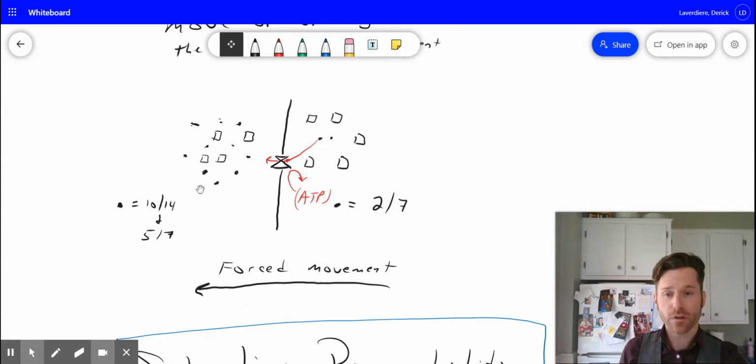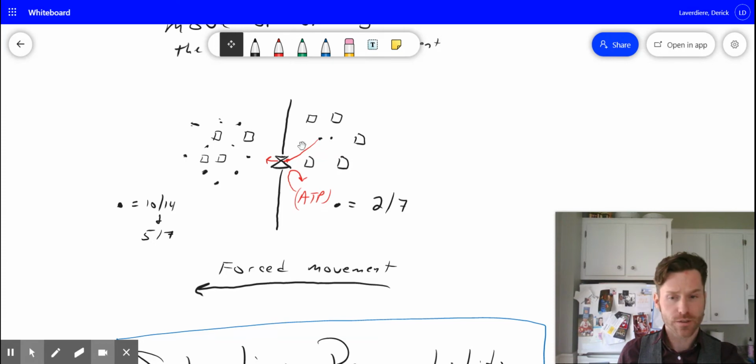If we look at our concentration levels though, I have a concentration of circles over here which is 5 out of 7, because I'm back to that 10 out of 14 that I used above. And over here I have a concentration of 2 out of 7. So I'm trying to move my circles against the concentration gradient. I'm trying to go uphill. And so I need that energy to push the molecule uphill, basically.